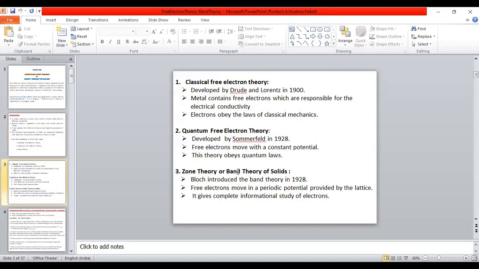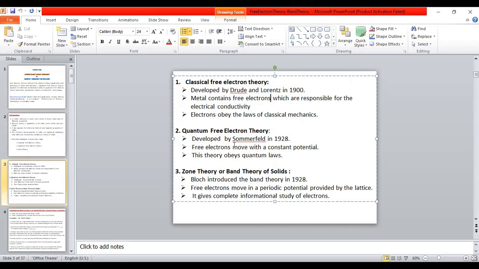I already told you about the band theory of solids, which is also called zone theory. Classical free electron theory, the Drude-Lorentz theory, I told you, was developed in 1900. In 1928, quantum free electron theory was developed by Sommerfeld.